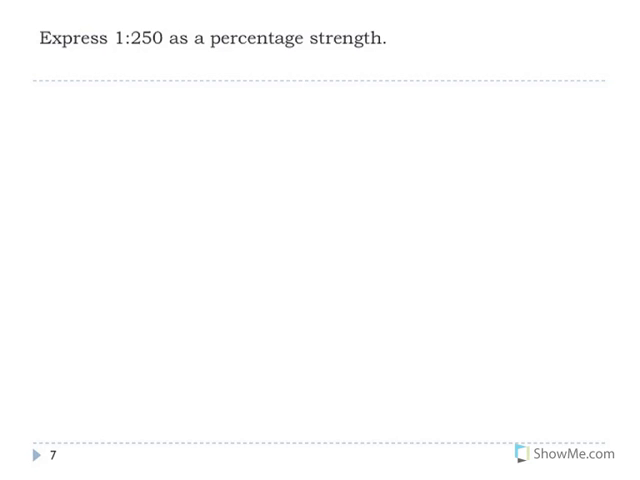You may also be asked to switch back and forth between percentage strengths and ratio strength. This is one that's saying express this ratio strength of 1 to 250 as a percentage strength. Well, in this case, the units don't matter. It's not telling us it's a weight by weight. It's not telling us it's a weight by volume. It doesn't really matter. We can still convert, and it's really easy.